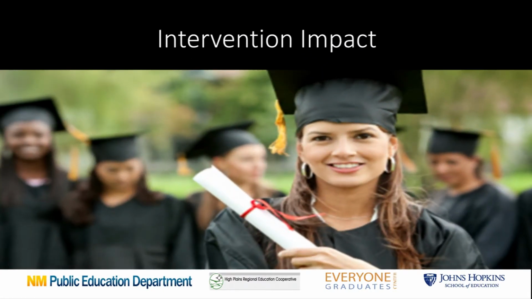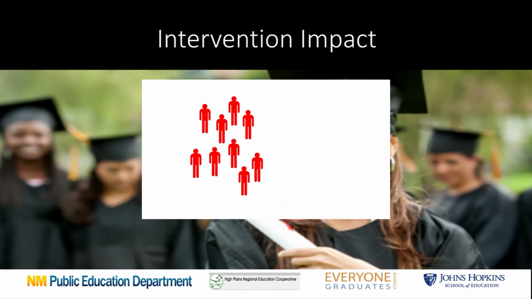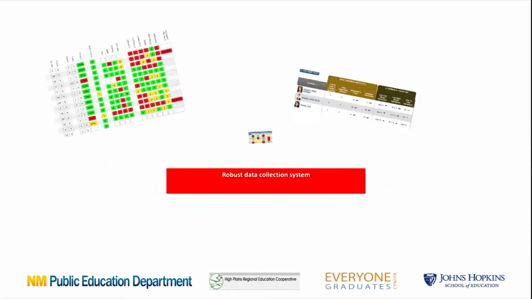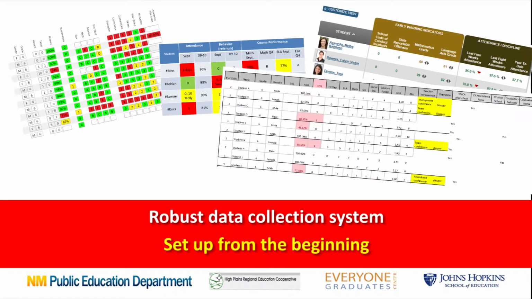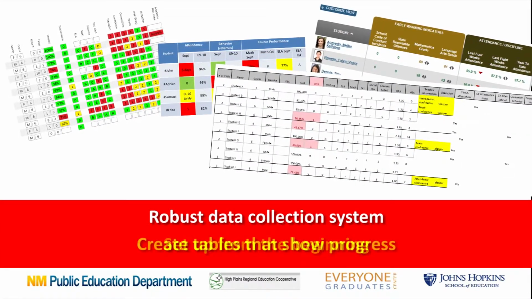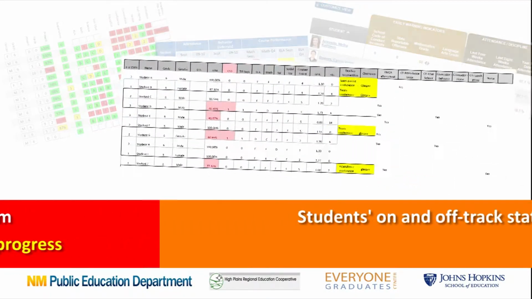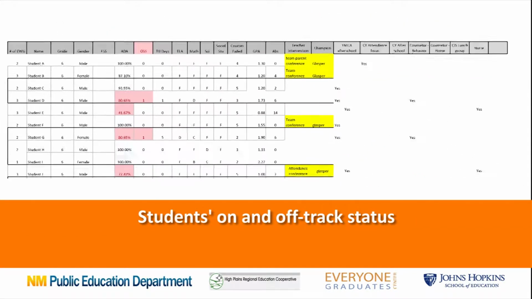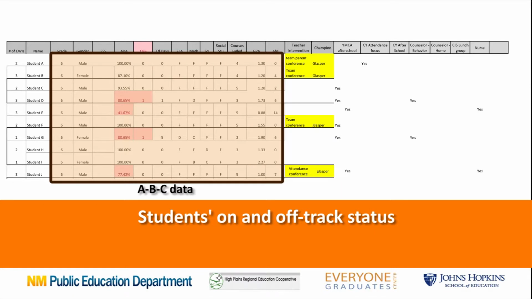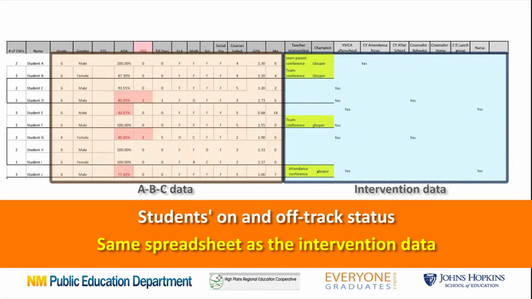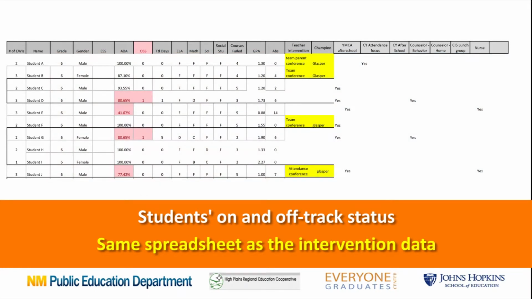The final step in the process is to examine whether students in certain interventions were more successful than others. With a robust data collection system set up from the beginning, the school team should be able to create tables that show progress as compared to interventions used. As in the previous step, it will be helpful to have students' on and off track status or actual ABC data in the same spreadsheet as the student's intervention data, as shown in the chart on the screen.